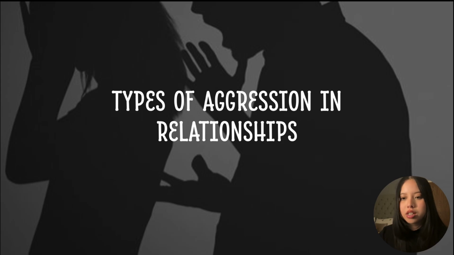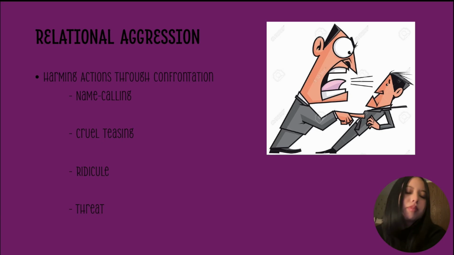Now, some types of aggression in relationships. Aggression can be shown in many ways, and these can be some of them. Relational aggression through confrontation: behaviors that can be harmful directly, face to face. It can be name calling, cruel teasing, ridiculing, humiliating, and threatening. These behaviors can be very harmful, and they can make someone feel inferior and unheard, and they damage the person's well-being, which is why it is considered aggression.